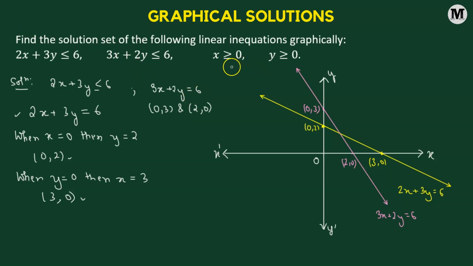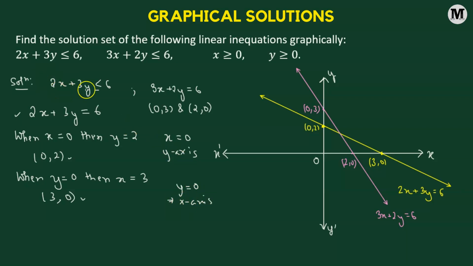For the remaining two inequalities, we have x greater than equals to 0 and y greater than equals to 0. If we convert them to an equation, so we have x equals to 0. So x equals to 0 corresponds to the y-axis. And we have y equals to 0. So that is going to correspond to the x-axis. Okay, now let's come back to the inequality.